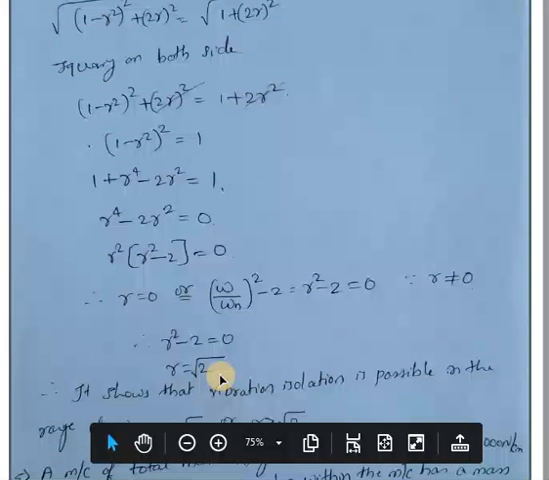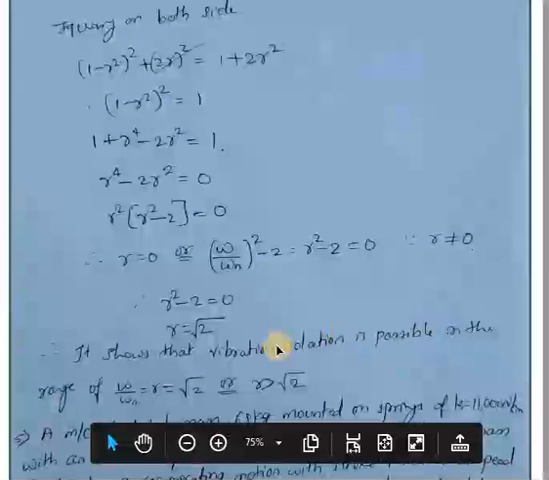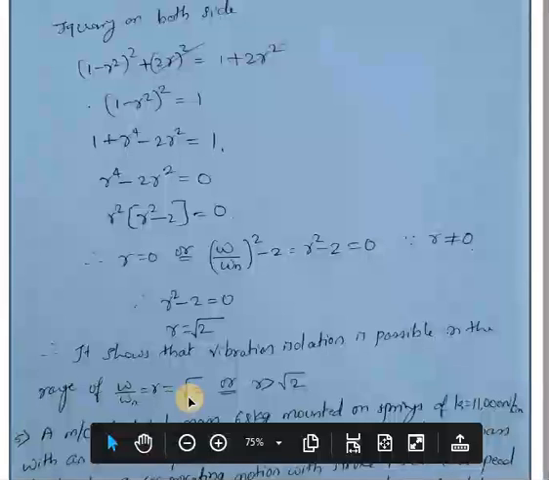That means it shows that vibration isolation is possible in the range of omega by omega n, that is R, greater than root 2. Otherwise vibration isolation is not possible.